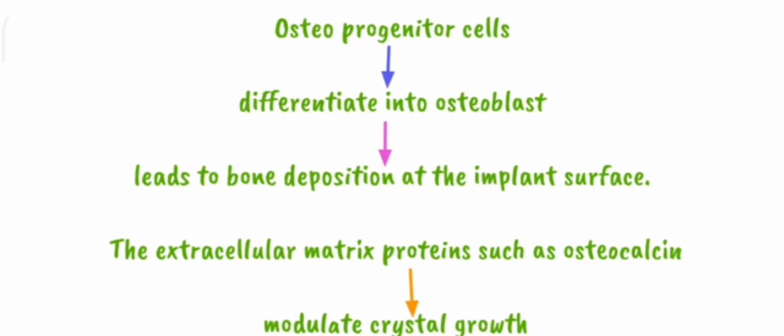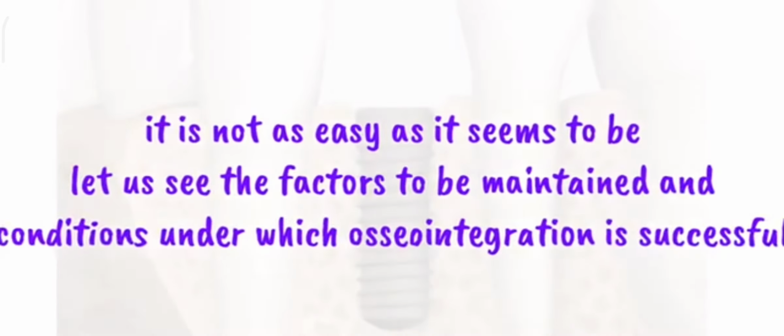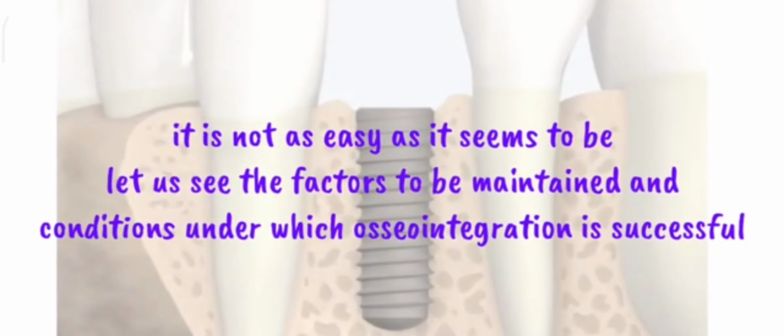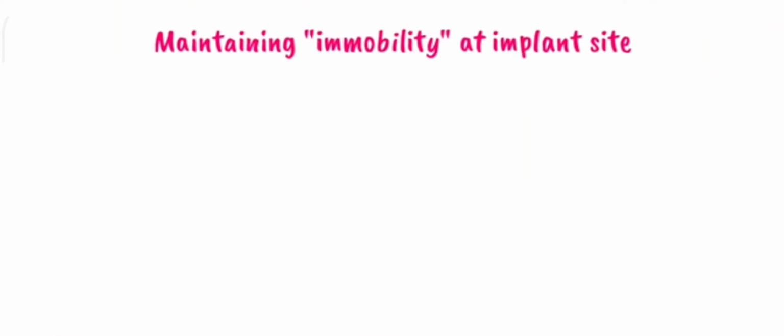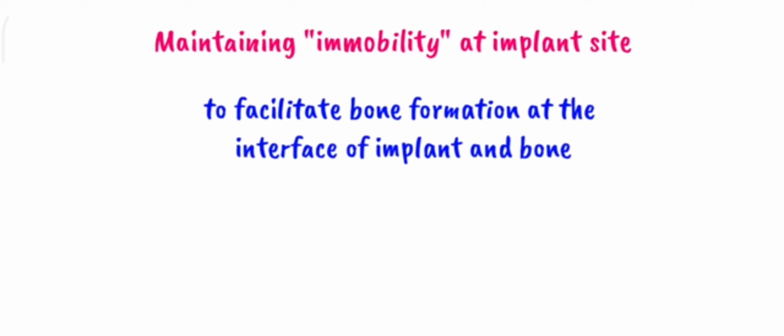But osseointegration, binding of bone to implant, is not as easy as it sounds. It requires specific conditions optimal for bone formation and wound healing. First and foremost, like a fracture site requires immobility for a few weeks, the implant site also needs immobility, that is, immobility of an implant relative to the site for bone formation at the surface.